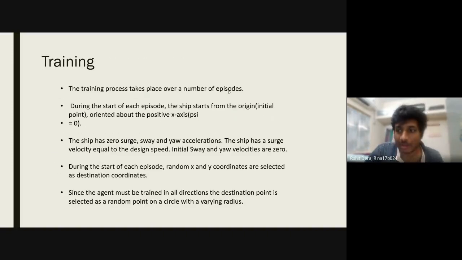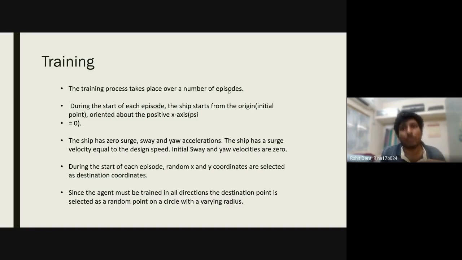Now I'll talk about how I'm training. Training takes place over a number of episodes. I chose up to 15,000 episodes for training. At the start of every episode, the ship will be at the origin point, heading in the positive x direction. It will have all accelerations at 0 except for the surge velocity, which will be equal to the design speed.